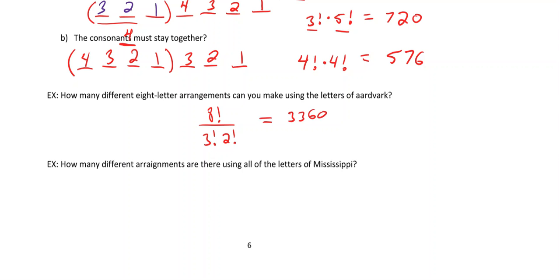Okay, and then Mississippi. Well, if you count all the letters, you get, there's 11 of them. And then dividing by the repeats, there are 4 I's, so 4 factorial. There are 4 S's, so 4 factorial. And there are 2 P's, so 2 factorial. So there are 34,650.